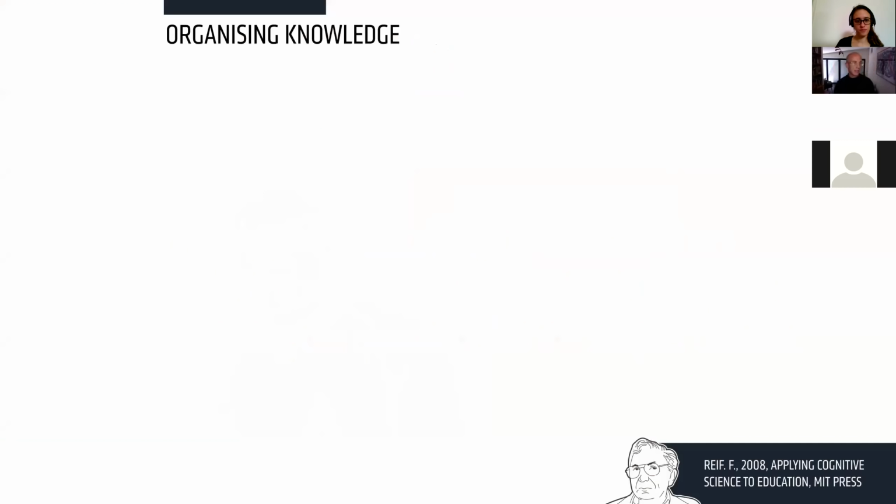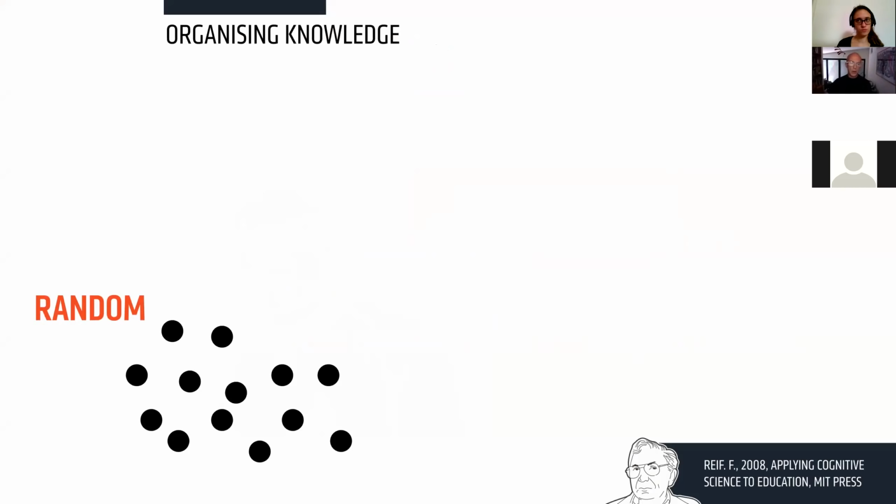So, let's start. Friedrich Rieff, in his book, Applying Cognitive Science to Education, came up with an interesting hierarchy of organizational structures. The first is nothing, just talking. The next, you just randomly put words on a board, and it's really better than nothing. This is the hierarchy, by the way. So the next lowest is a list.